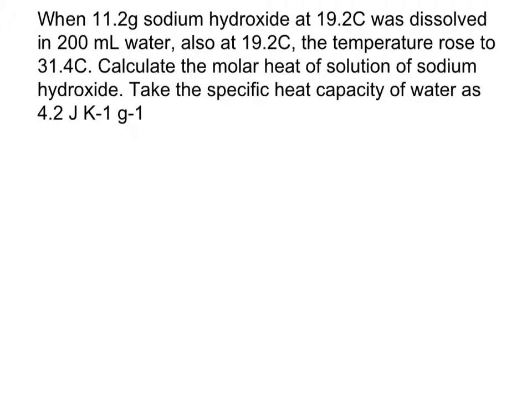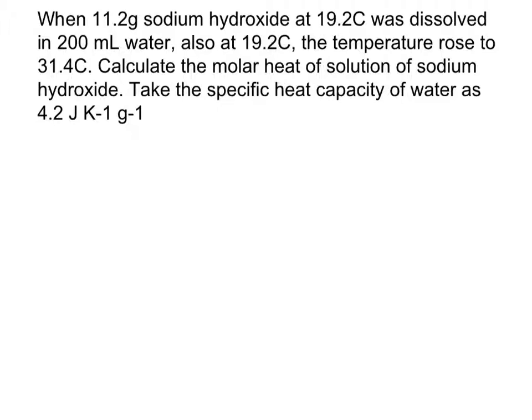Now in this case, the specific heat capacity has already been given to us as 4.2. Remember that in the HSC you don't need to remember the specific heat capacity of water. It's given to you on your cheat sheet. But in this case, it's been given to us and it reads as 4.2. So how do we start?